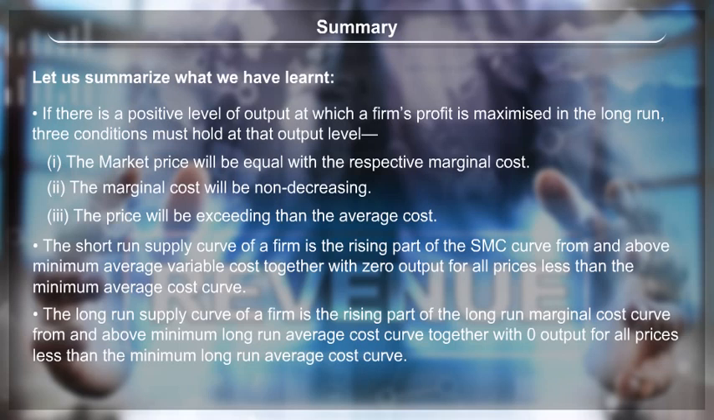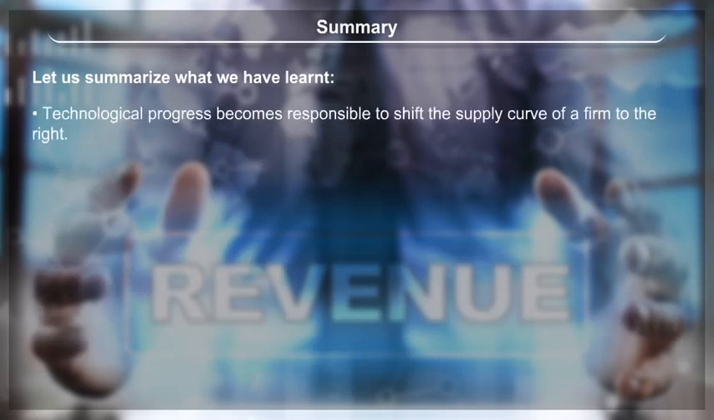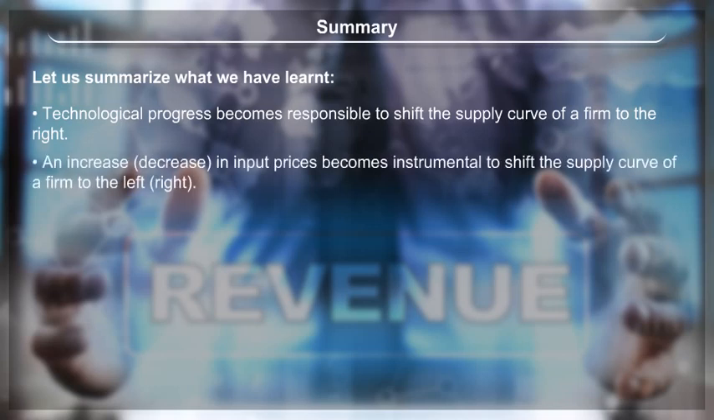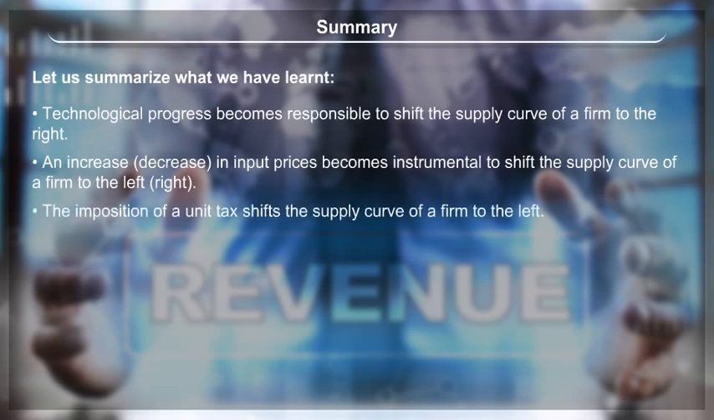The long-run supply curve of a firm is the rising part of the long-run marginal cost curve from and above minimum long-run average cost, together with zero output for all prices less than the minimum long-run average cost. Technological progress becomes responsible to shift the supply curve of a firm to the right. An increase or decrease in input prices becomes instrumental to shift the supply curve of a firm to the left or right. The imposition of a unit tax shifts the supply curve of a firm to the left.